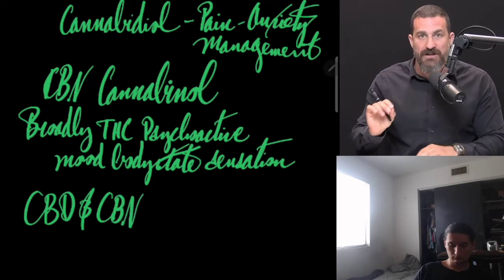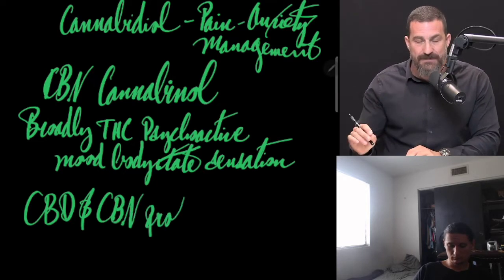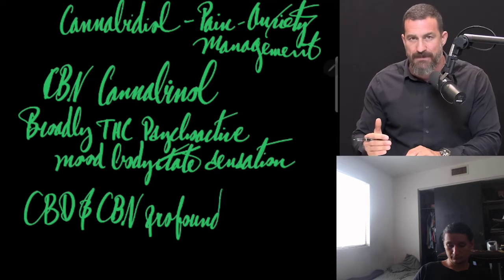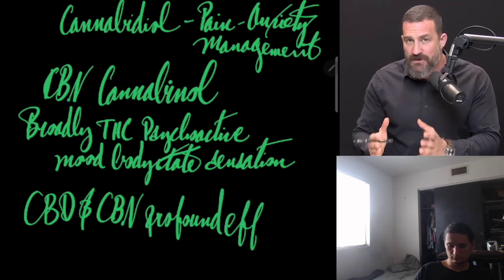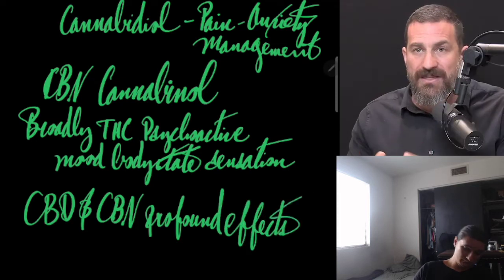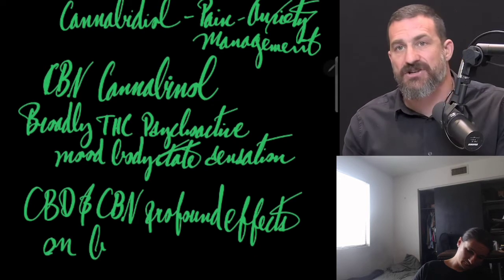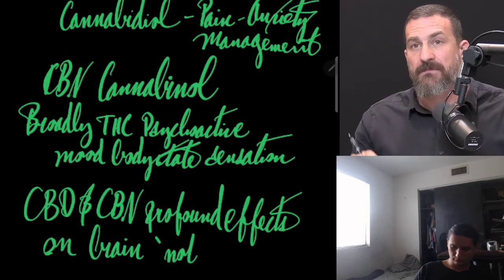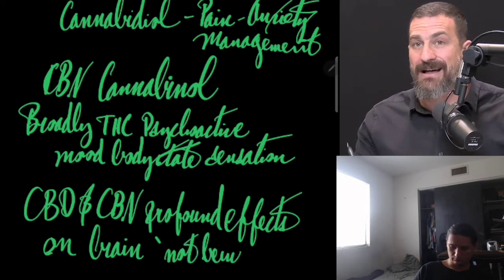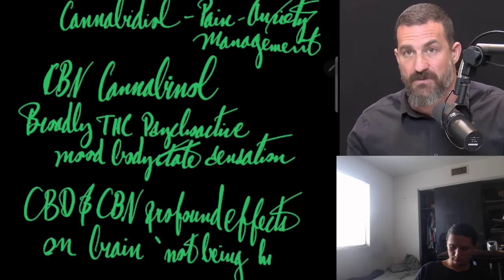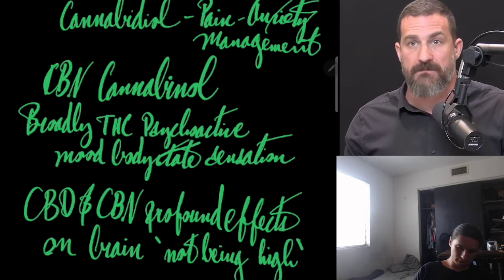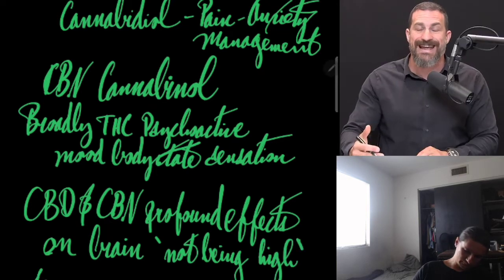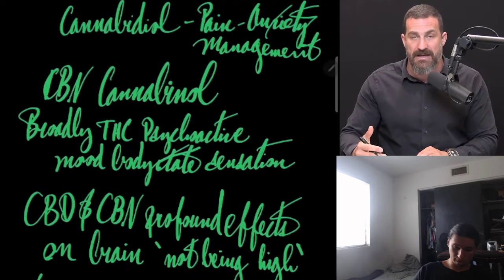Although today we will really drill into what the high itself represents in terms of chemical systems in the brain and body. And what we will soon learn is that what we think of as being high actually includes a number of different changes in the brain and body, some of which can be best explained by CBD, not by THC, which runs counter to what most people out there know and believe. So broadly speaking, we have THC, CBD, and CBN.